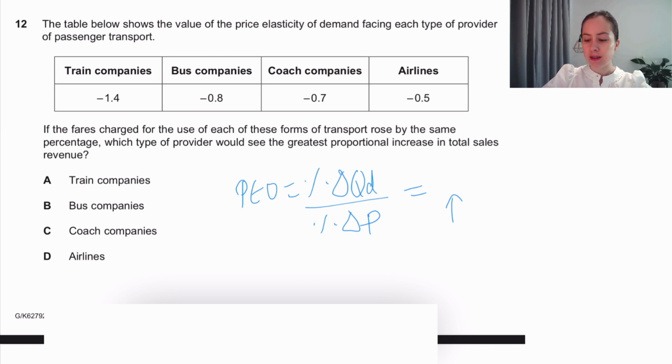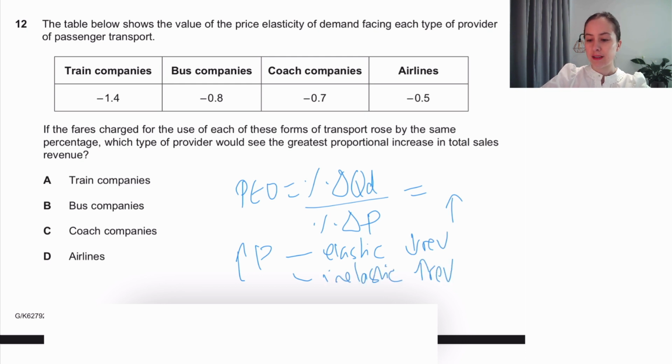Right, so if the price increases, remember two things. If it's elastic, revenue is falling. If it's inelastic, revenue is increasing. So I'm looking for something that's inelastic, and the most inelastic would be best. So all of these are inelastic. The one that's most inelastic is airlines, so the answer is D.